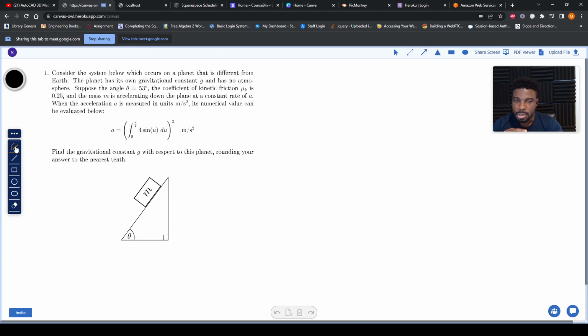So we can actually solve this problem in two steps. The first step involves figuring out what this value a is from this integral. And then, of course, our second step will be to analyze this assembly and identify all forces acting on this mass. That way we can solve for g after we come up with some equations. So let's start with the first step.